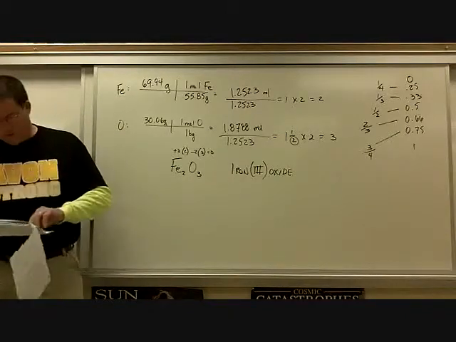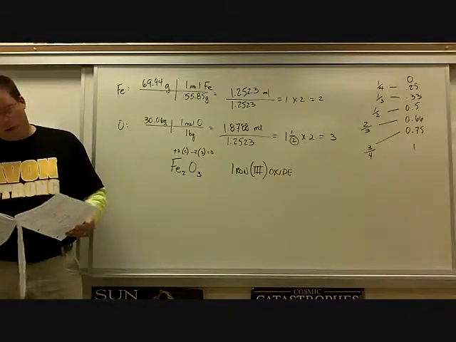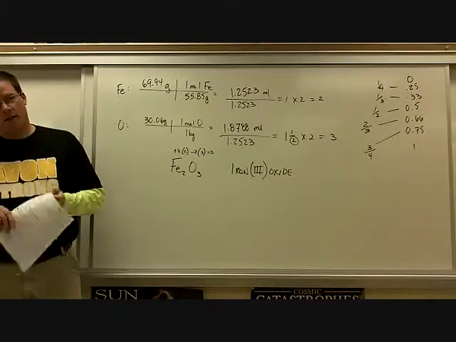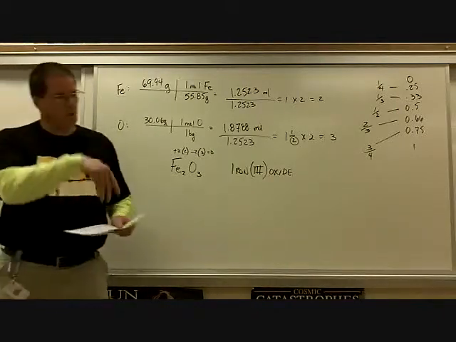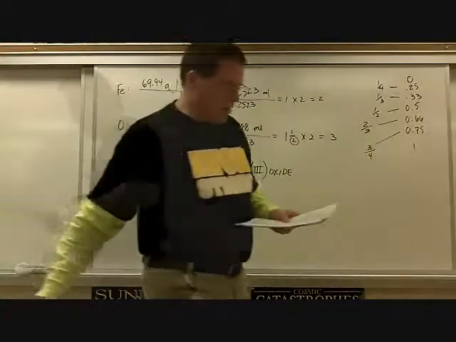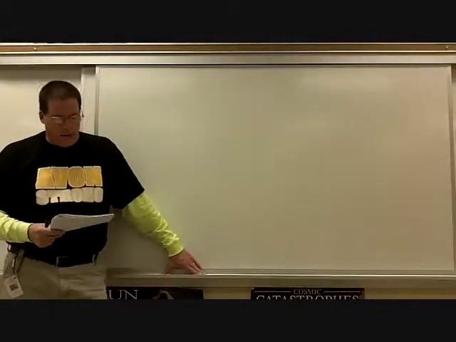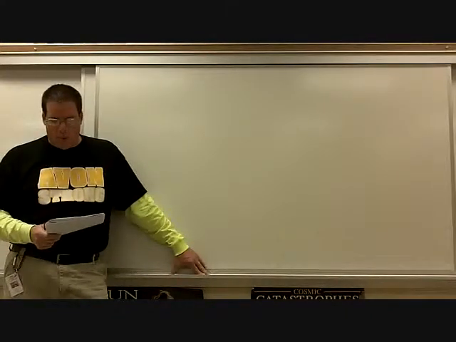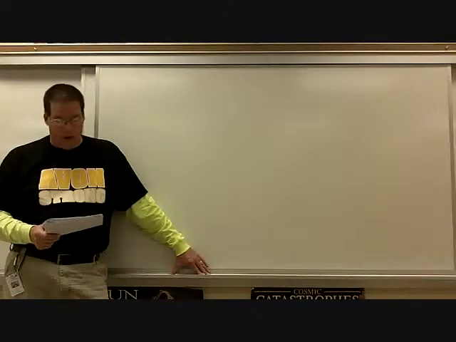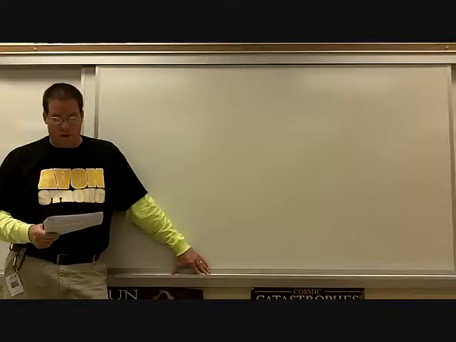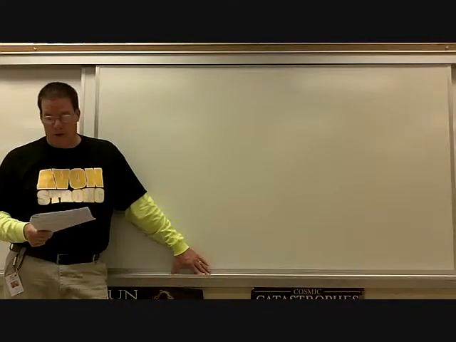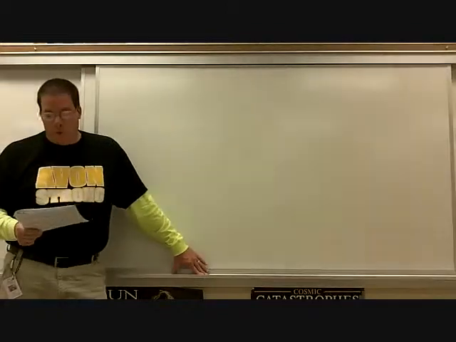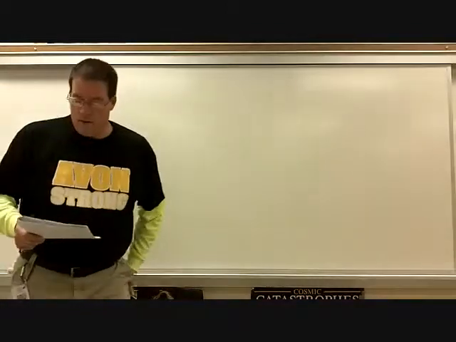Let's take a look at the next practice problem. Page 18. It says when iron 3 oxide, and the formula is given there, reacts with 18.94 grams of aluminum metal, iron is produced along with 35.74 grams of aluminum oxide. What is the empirical formula for the aluminum oxide?